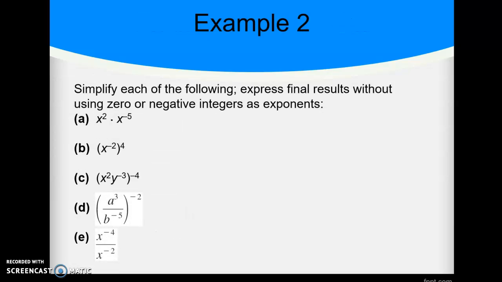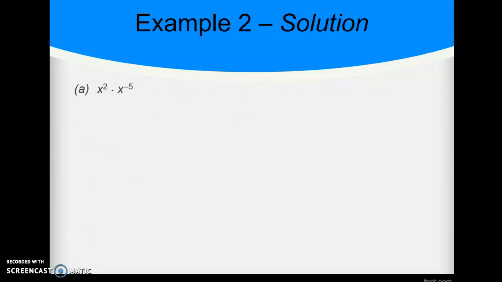Well, of course, we're going to make it interesting. We're going to throw in some variables. These are what we call algebraic expressions instead of numeric expressions. The rules don't change. We still know to add these exponents. And we get x to the 2 plus -5, which is x to the -3. You are never finished simplifying if you still have negative exponents. So the way we get that x to have a +3 exponent is to flip it. It'll become 1 over x to the +3 power.